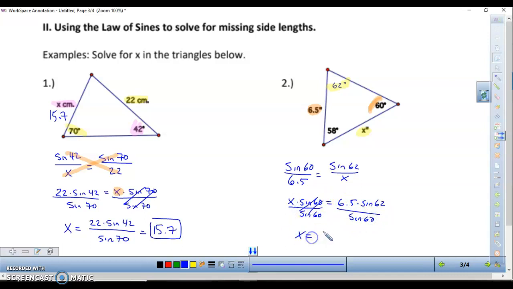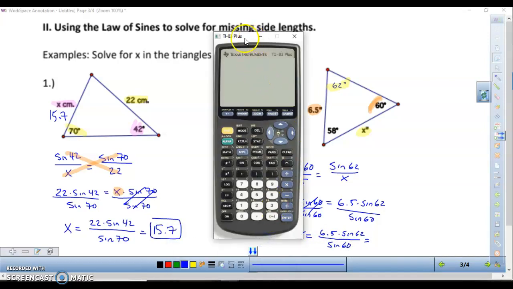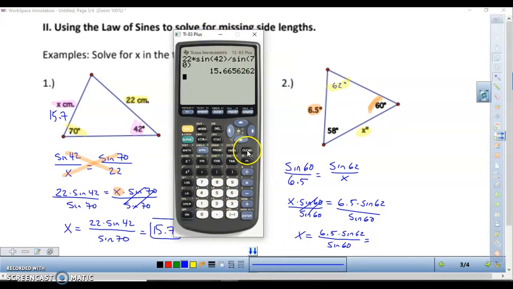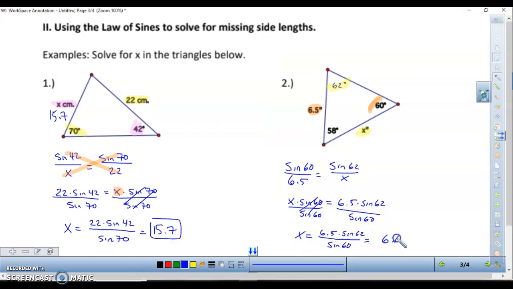So x equals 6.5 times the sine of 62 degrees divided by the sine of 60 degrees. Let's just punch that in the old calculator. Here we go. X equals 6.5 times the sine of 62 degrees divided by the sine of 60. And I get around 6.6. So that makes sense. Across from 60 was 6.5. 62 degrees is a little bit bigger, so it should be slightly bigger, 6.6.